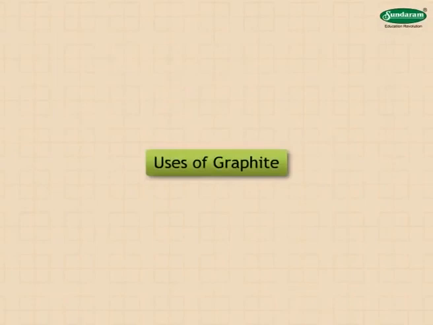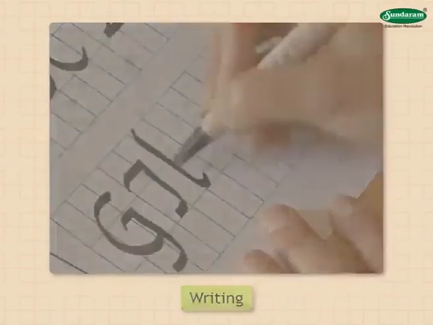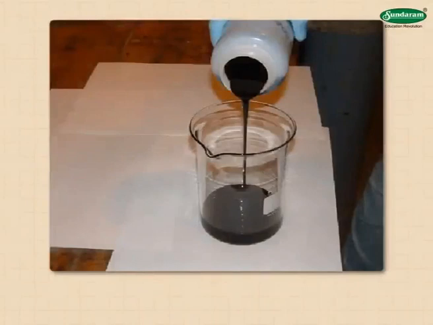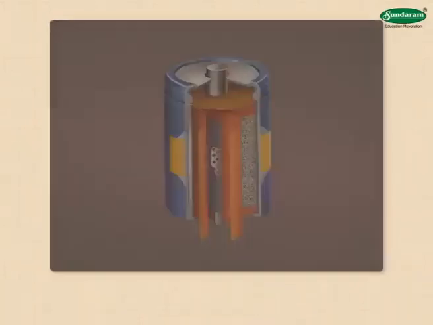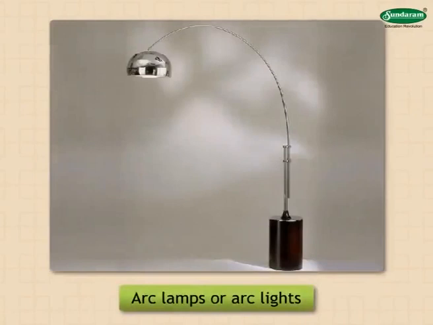Uses of graphite. Graphite has been used for writing since olden times. The lead in the pencil is made of graphite. Graphite is also used for lubrication. In the dry cell, a graphite rod forms the positive electrode. It is also used in arc lamps or arc lights which give bright light.